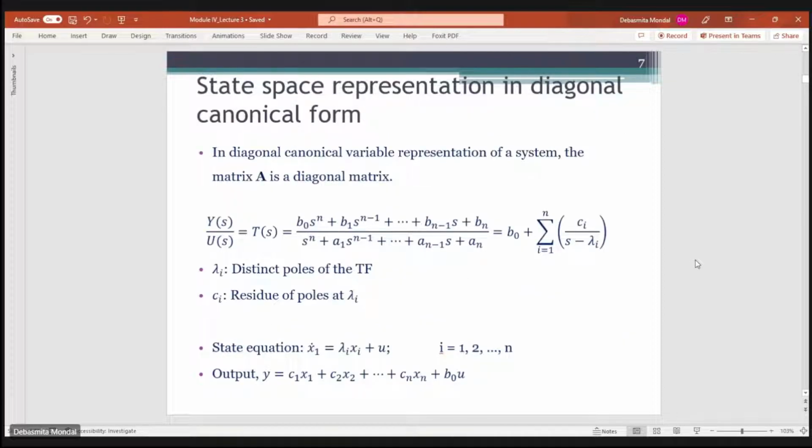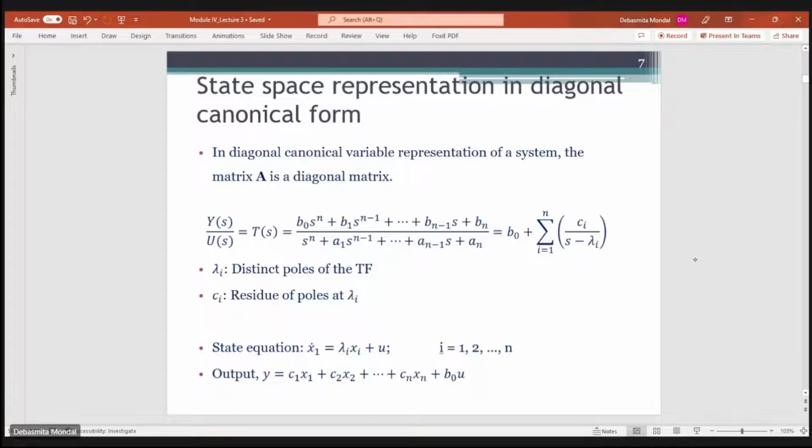Similarly, there is another type of representation of the state space, known as the diagonal canonical form. This is very important because if you can express the matrix A in diagonal canonical form, the corresponding analysis becomes much easier. So for that, we are dealing with the same function which we had seen earlier. The transfer function is given by this.